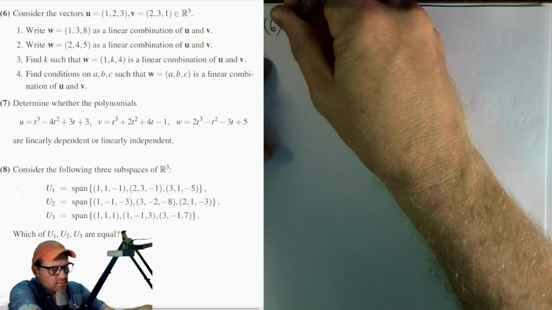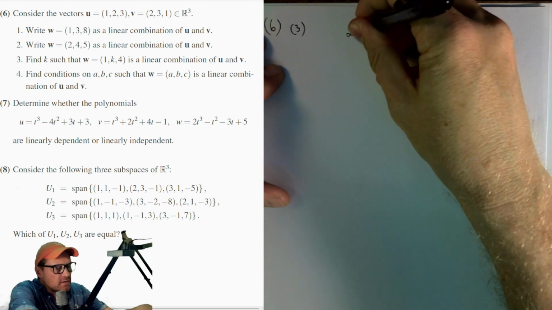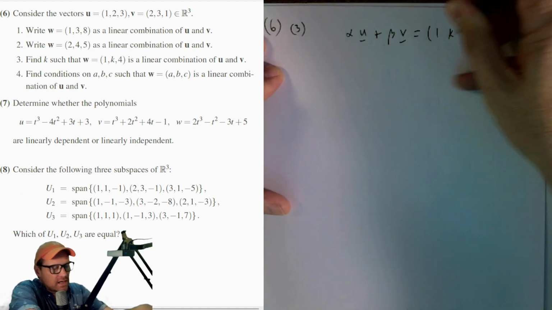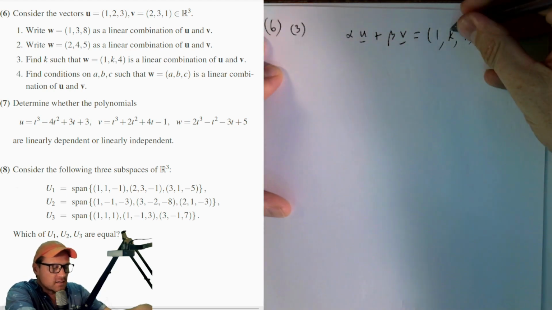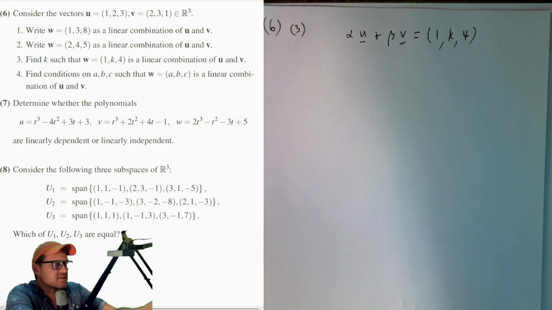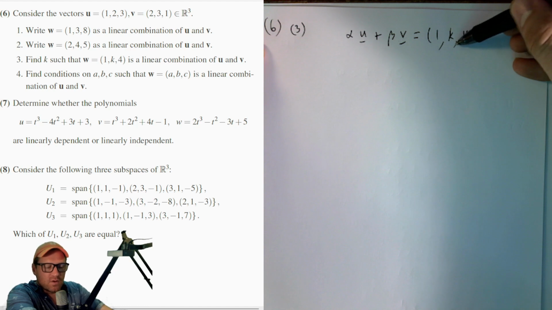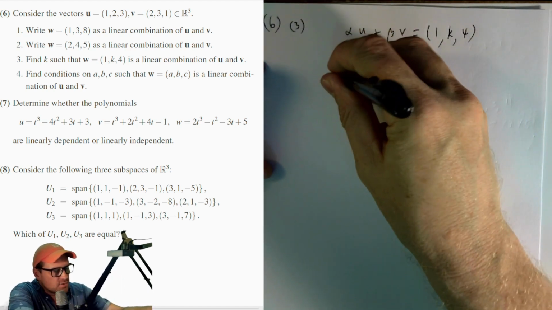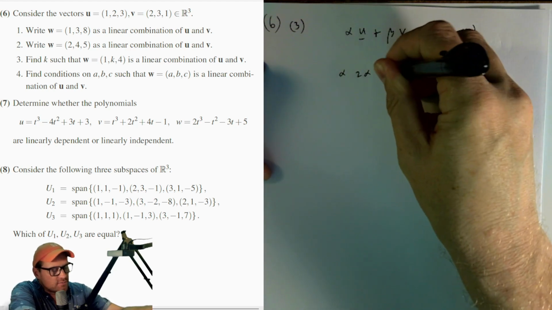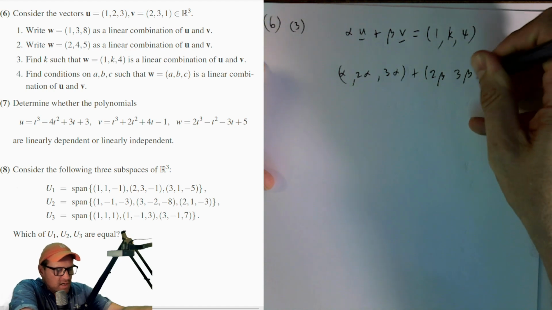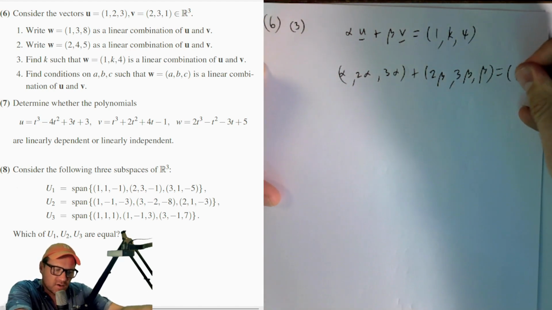Question 6, part 3. So we have alpha U plus beta V is equal to the vector (1, K, 4), and we are asked to find a real number K such that this is consistent. So the question says, find K such that W is a linear combination of U and V. Okay, so the question here is, for what value of K is this system consistent? So alpha times U is (alpha, 2 alpha, 3 alpha). Then beta times V is (2 beta, 3 beta, beta). This is supposed to be equal to the vector (1, K, 4).